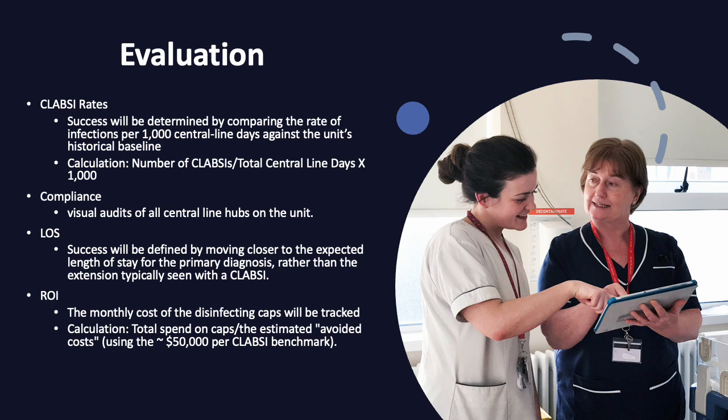So for evaluating success of this project, CLABSI rate success will be determined by comparing the rate of infections per 1,000 central line days against the unit's historical baseline. My calculation for this will be number of CLABSIs divided by the total central line days multiplied by 1,000. Measuring success by the number of infections per 1,000 central line days allows us to compare our progress directly against the unit's historical baseline.